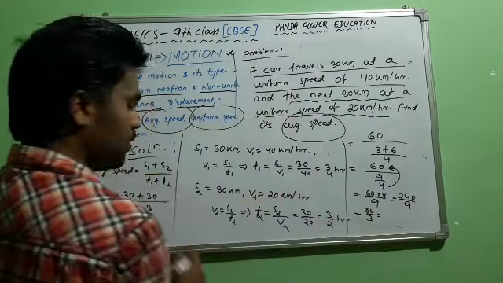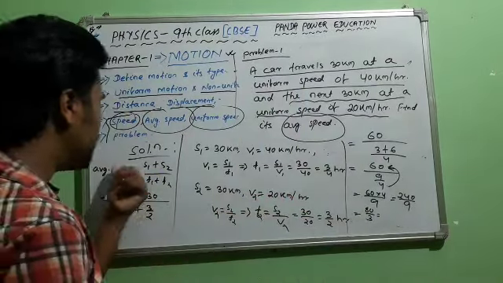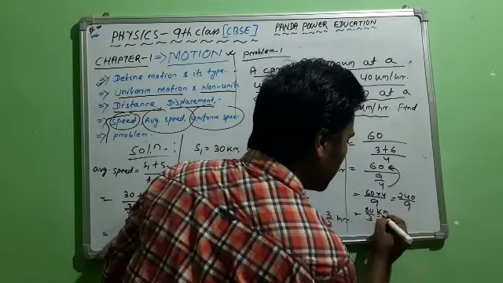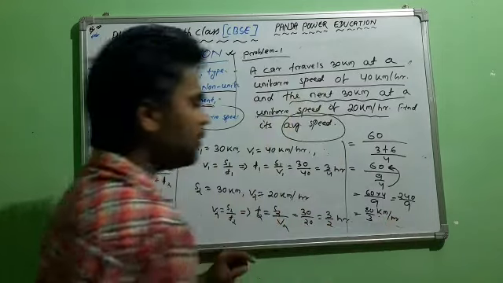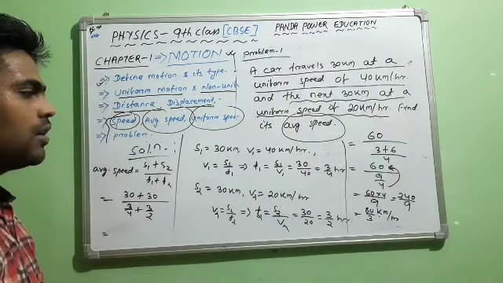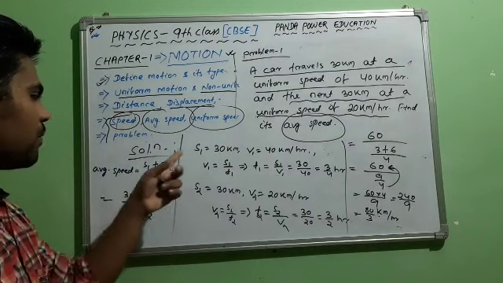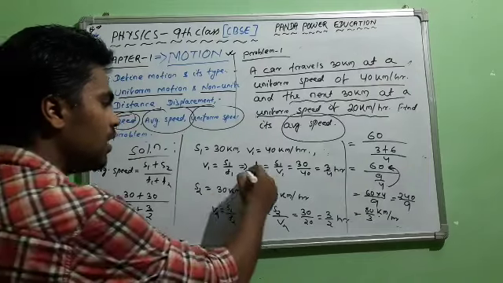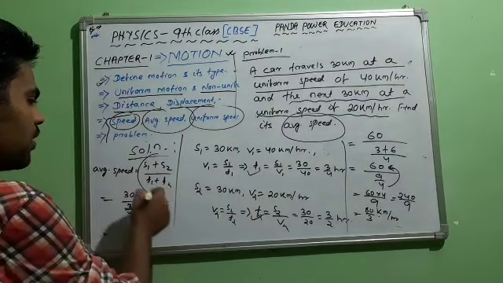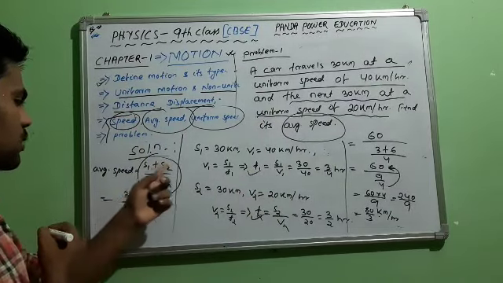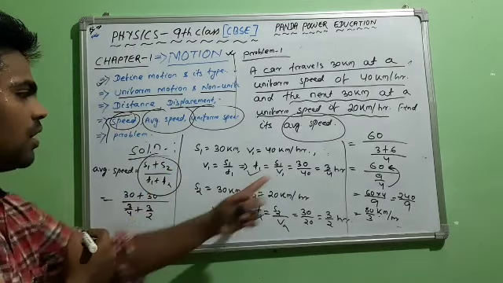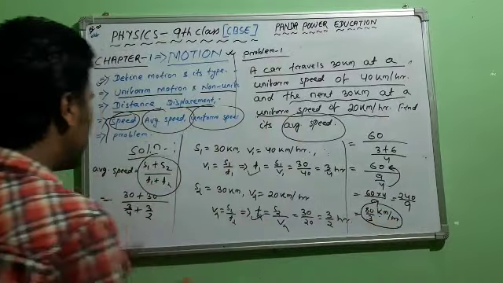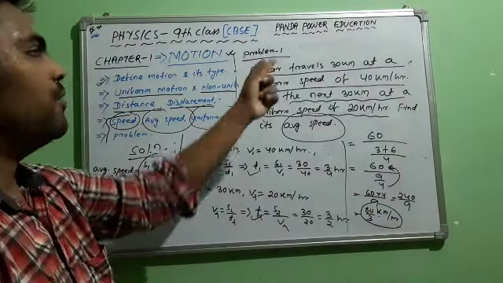Now the unit. I am writing the unit of speed: kilometer per hour. So 80 by 3 kilometer per hour. Got it or not? Here you are finding S1, S2 already given. You are finding T1 and T2 and putting in the formula. You are writing S1 plus S2 divided by T1 plus T2, doing the mathematical calculation, and finding 80 by 3 kilometer per hour as the average speed of the car.